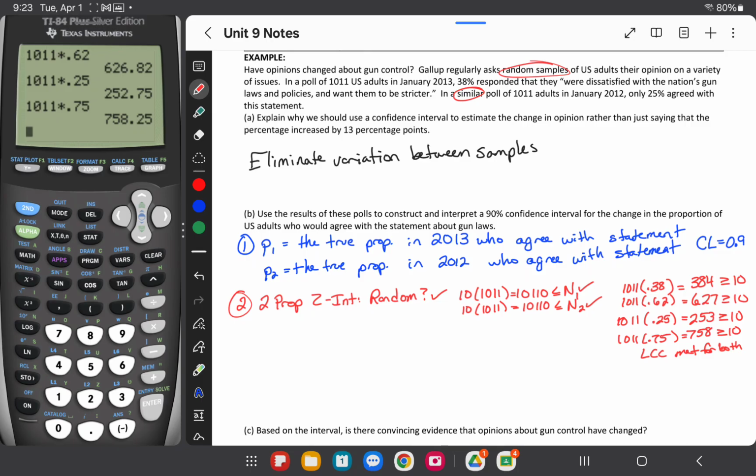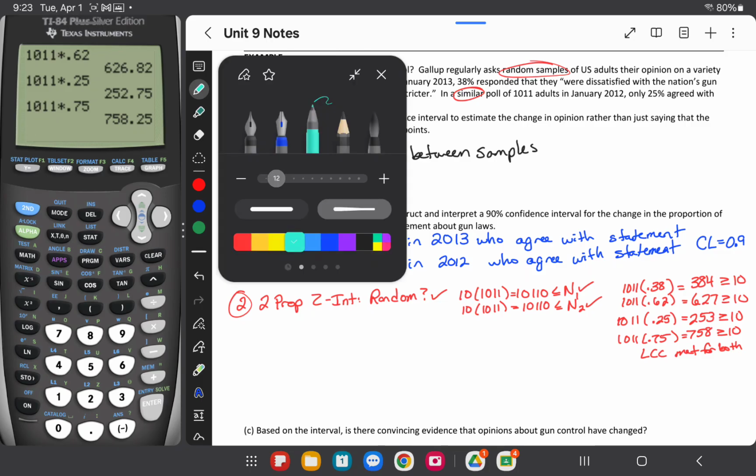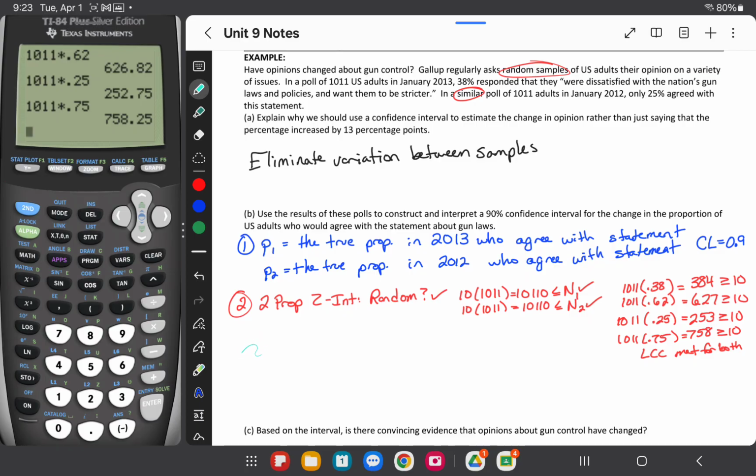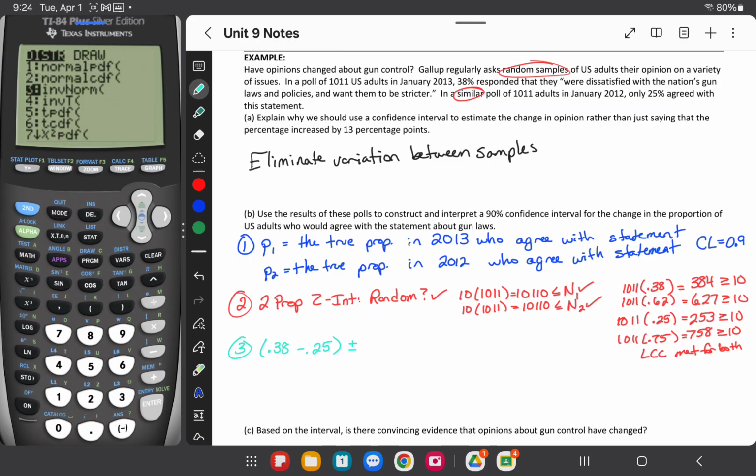So for our interval, we're going to start with finding our parameter here for our beginning, our point estimate rather. So in this first part, we're going to take our 0.38, which was for our first sample, minus our 0.25, which was for our second sample, plus and minus our critical value. So we need to figure out our critical value here. Keep in mind this is a 90% confidence level.